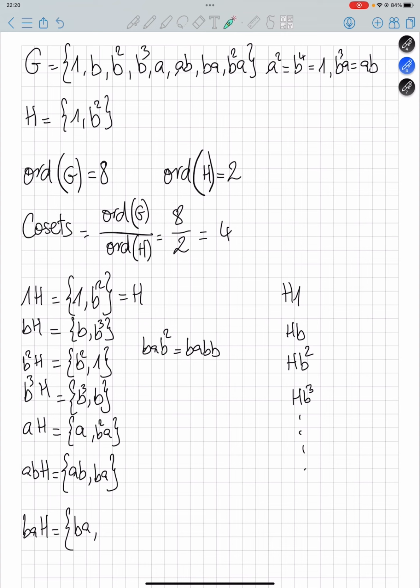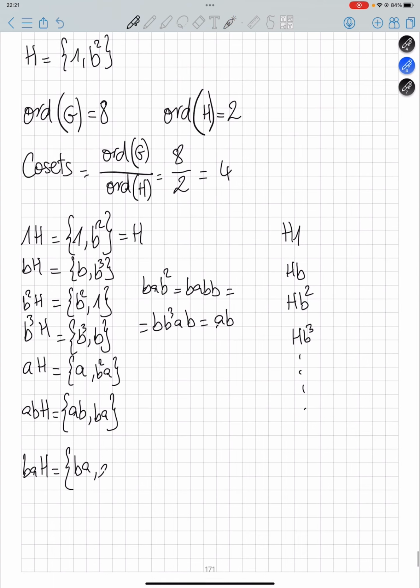Now AB is B cubed A, so this is B, then B cubed A, then B. So we have B4 here, which is identity. From here, B4 is identity, so we have just AB, and AB is an element of this group, so this is AB.